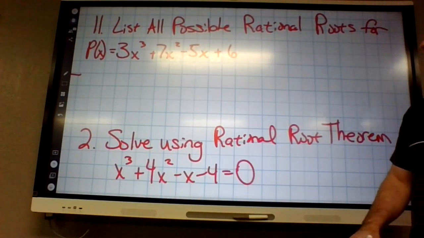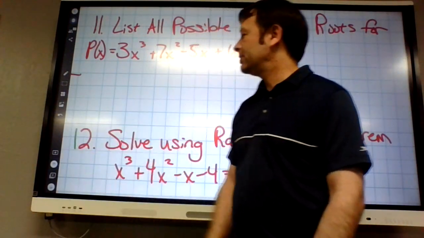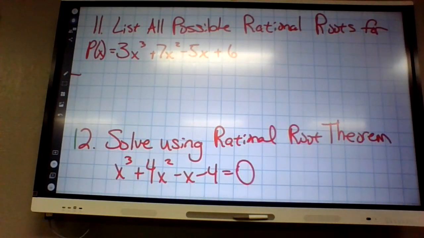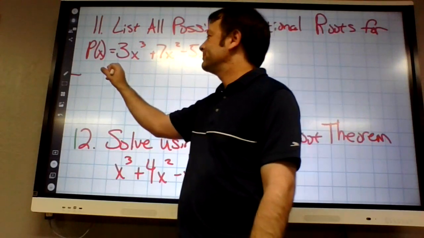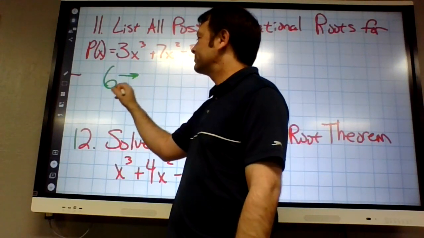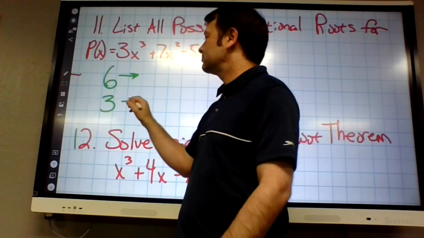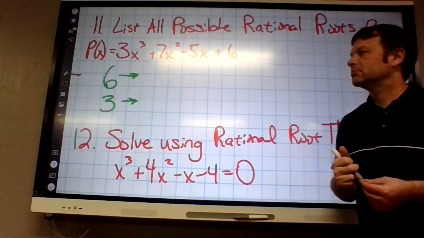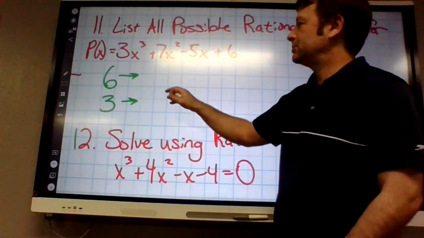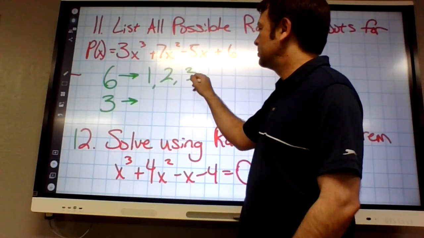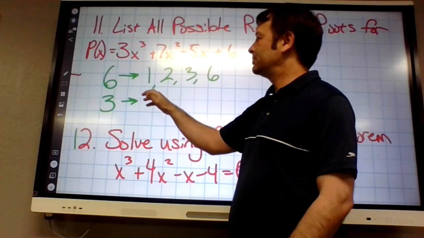Number 11. List all possible rational roots. You guys remember how we did that? Wasn't it like factors of 6 over factors of 3? Yes. Factors of 6. Factors of 3.